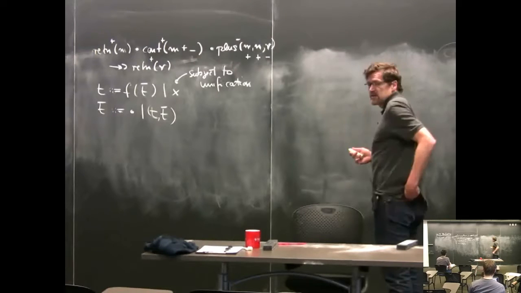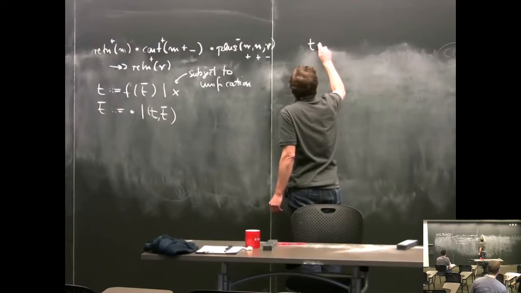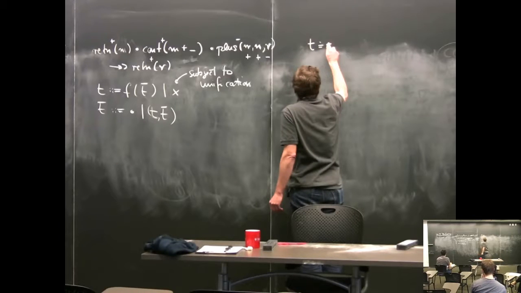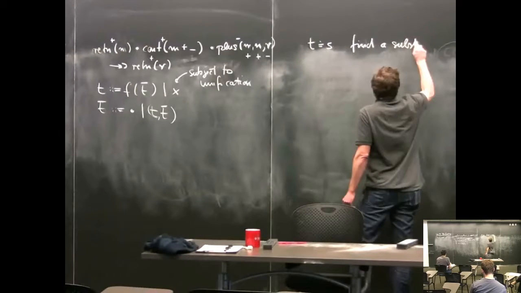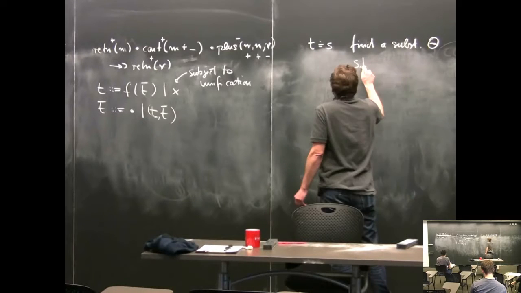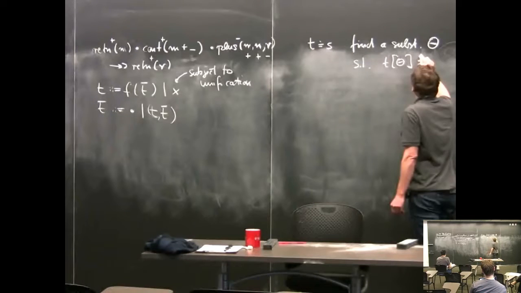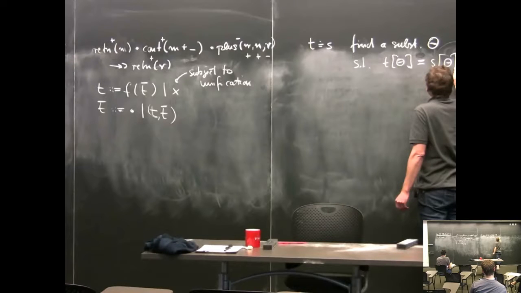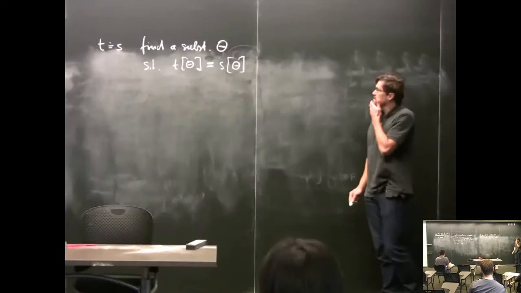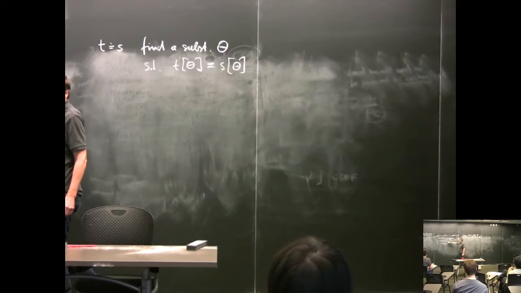Broadly speaking, the unification problem is this. We have two terms t and s, and we're asking to find a substitution theta such that if you take t and apply theta to it, that's equal to s. Under the substitution, the two terms become equal. And what is a substitution? A substitution is something that substitutes terms for the variables.